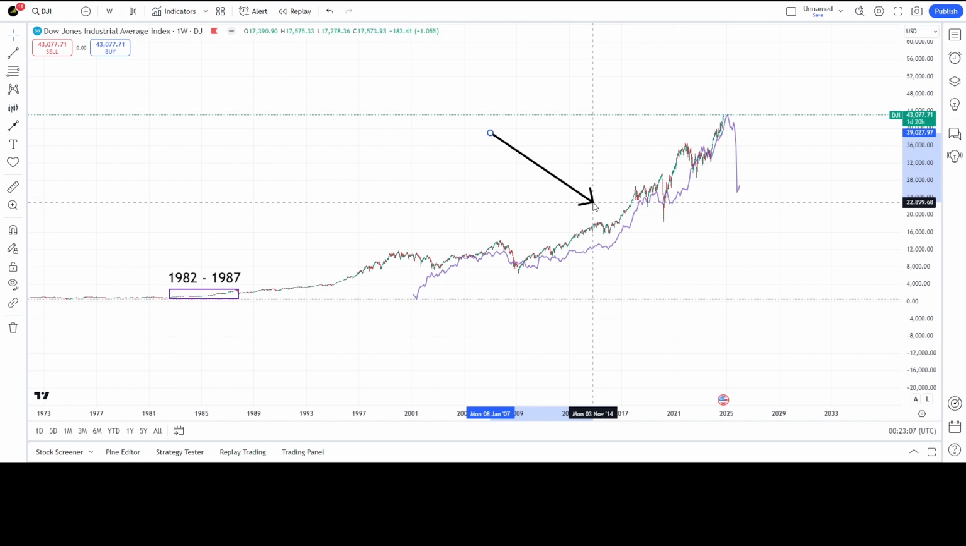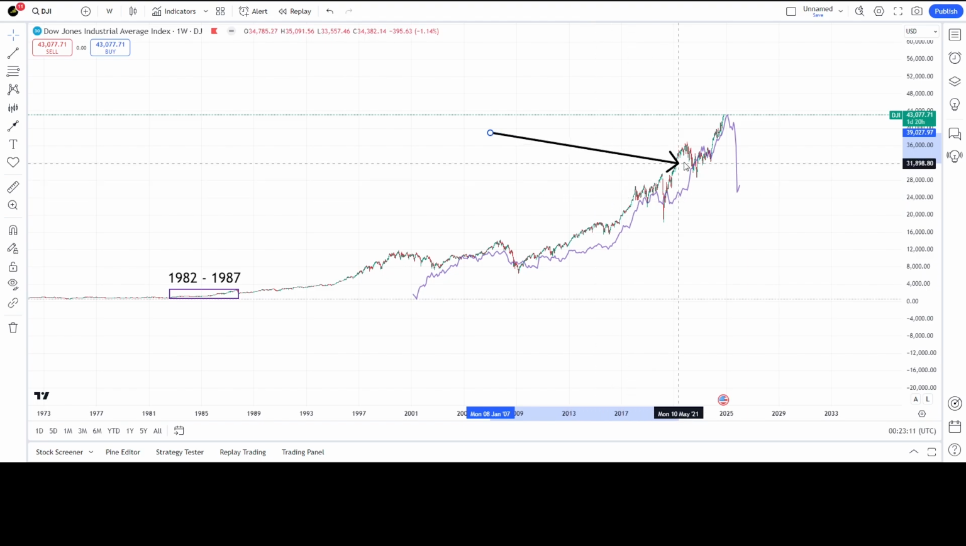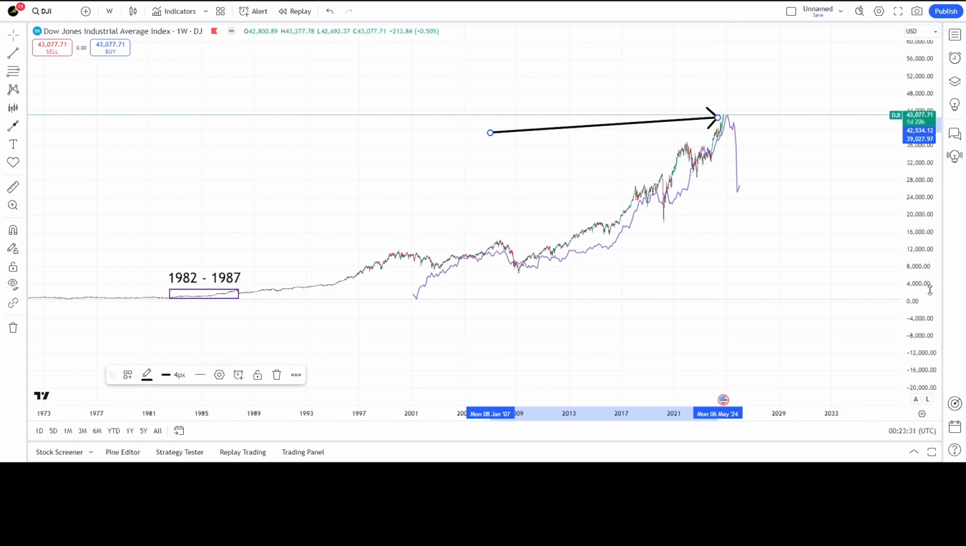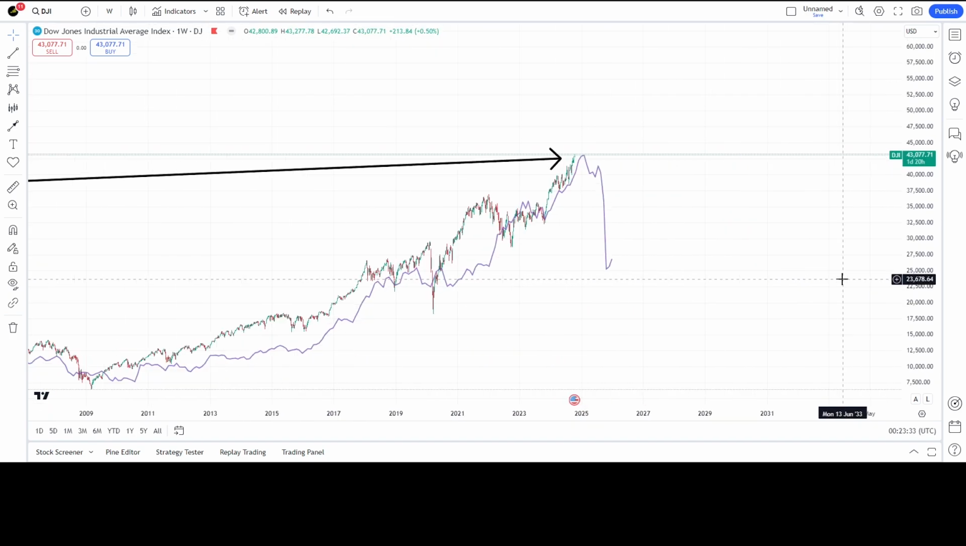Now, a lot of the differences really have to do with timing. So for instance, here we have a move up and then a pullback. Well, we have the same idea repeat over here. It just took longer to play out than it did when it played out in 1987. I believe this was 1987 at this point. Now, we are once again likely in the tail end of this structure.